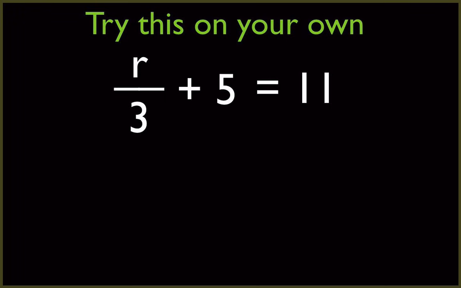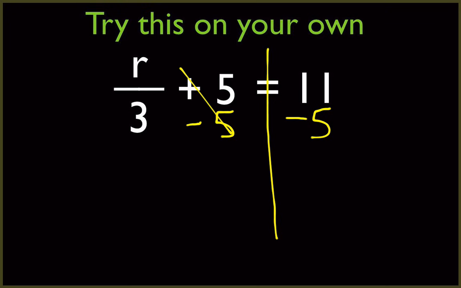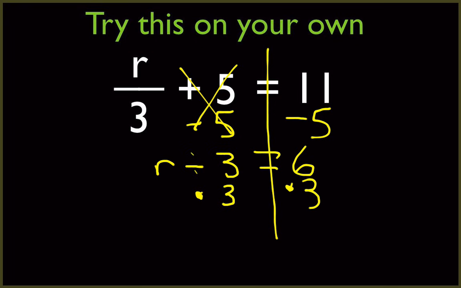Okay, so we're going to go ahead and begin. The first thing I'm going to do is draw my line. Subtract 5 from both sides to cancel out the positive sign. Rewrite as r divided by 3 equals 6. Okay, now the opposite of division is multiplication. And I end up with r equals 18, like that.